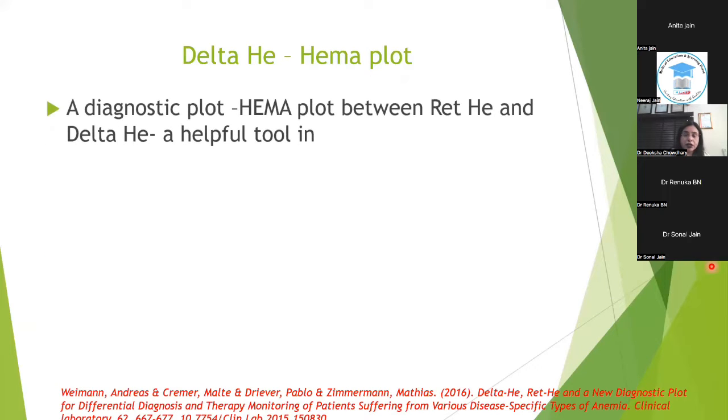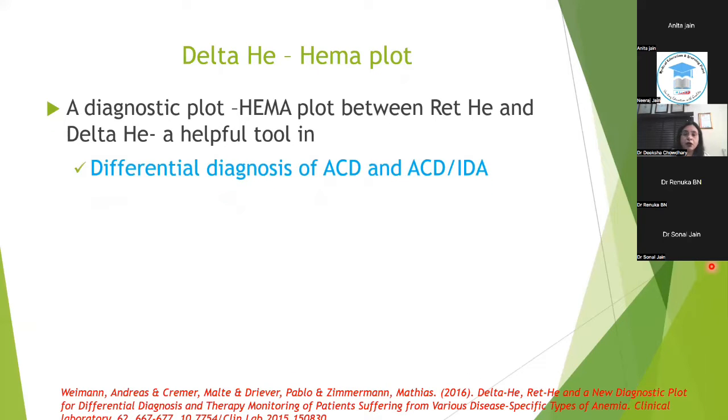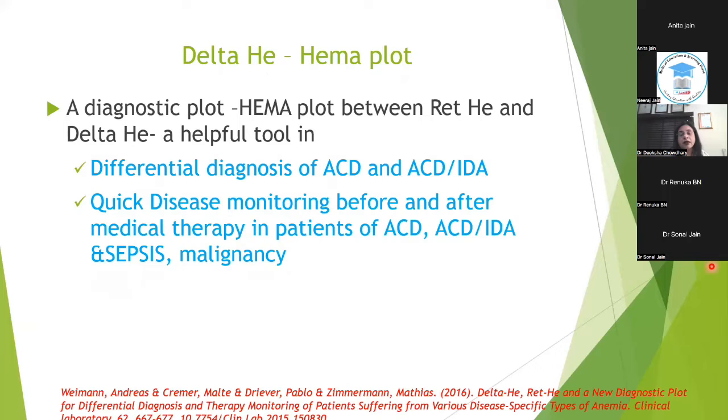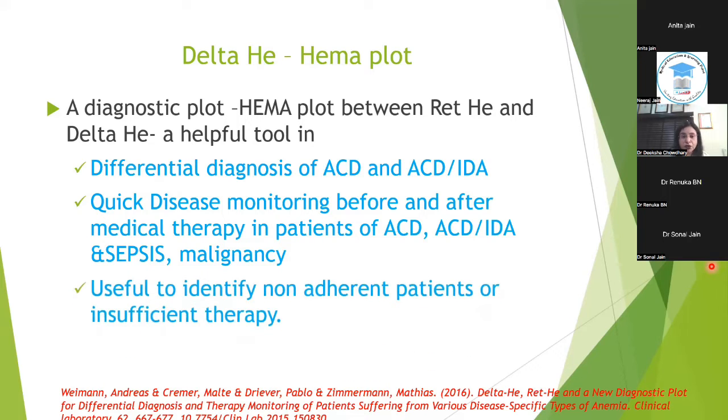Now, delta HE is clinically used with the help of a diagnostic plot called Hemaplot. This plot is between RET-HE and delta HE. It helps in the differential diagnosis of ACD and concurrent ACD and IDA patients. It is a quick disease monitoring tool before and after medical therapy in patients of ACD, IDA concurrent, sepsis and malignancies. It's useful to identify non-adherent patients or insufficient therapy also.